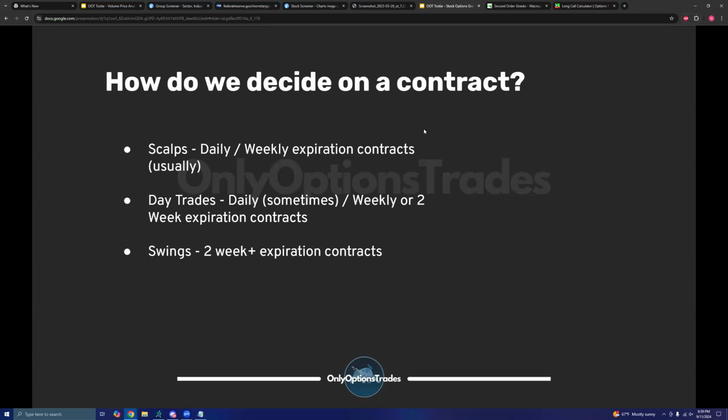I wanted to quickly rehash the discussion we had last week, which was all about selecting option contracts. Like we talked about last week, when selecting a contract, scalps very typically end up being daily or weekly expiration contracts. Hopefully now you understand the theory behind that a little bit more.